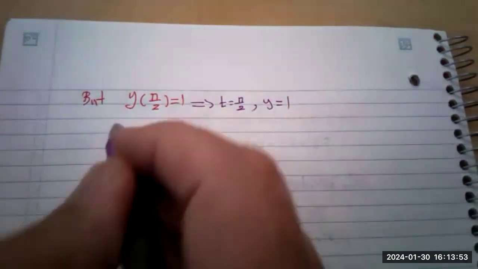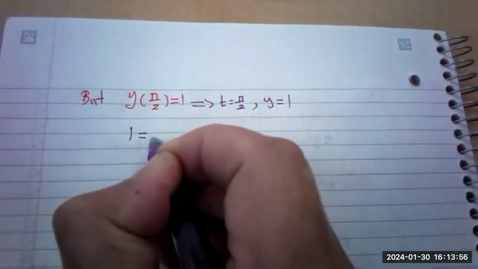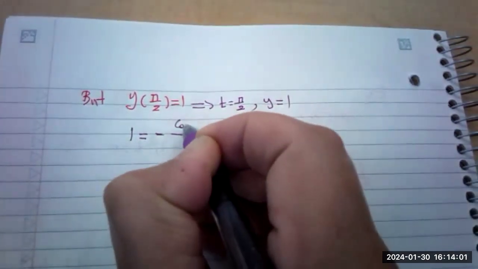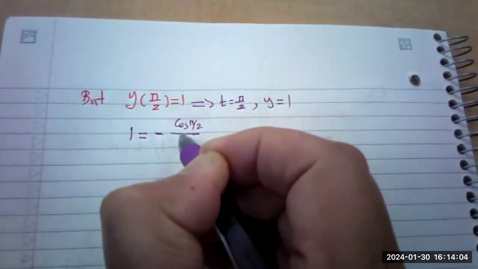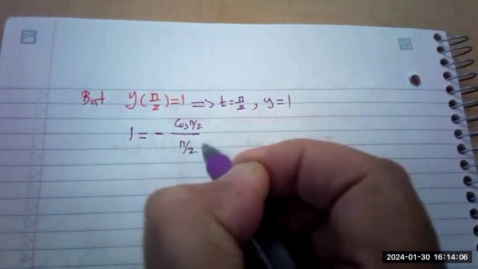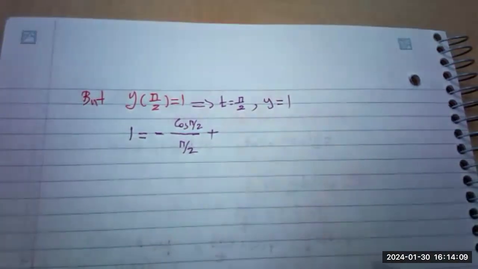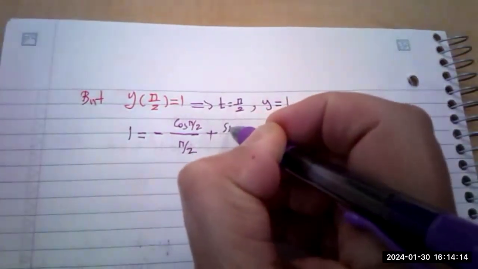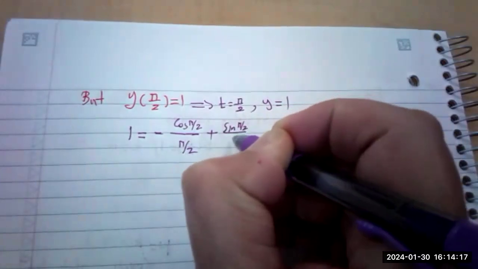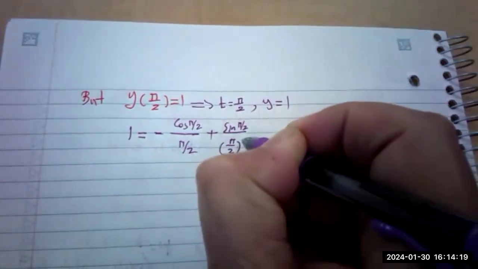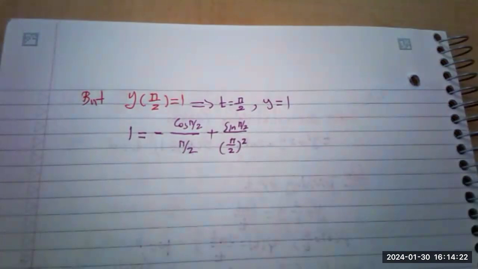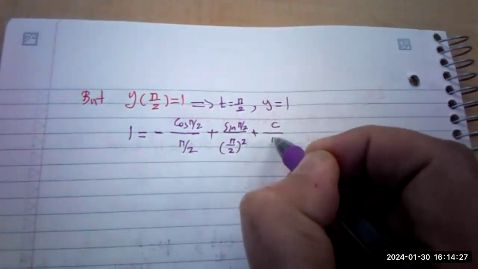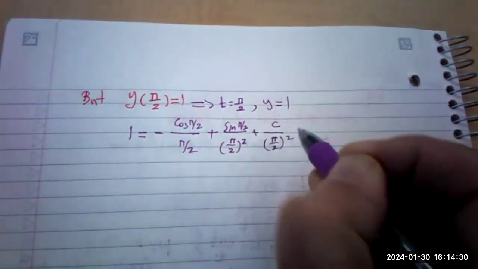That's in the equation. So the equation starts with 1 equal to, it was a negative cosine, negative cosine of pi half divided by t, which is pi half. This would be 0, plus it was sine of t over t squared. So that gives you sine of pi half over t squared, which is pi half squared. Okay, plus c over t squared, and the t squared is again pi half squared.